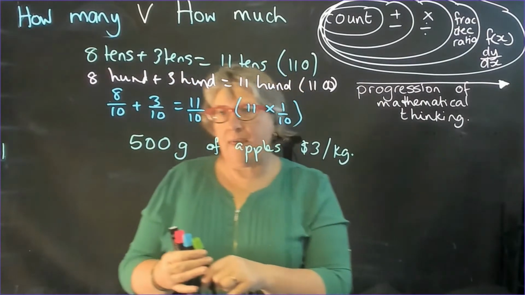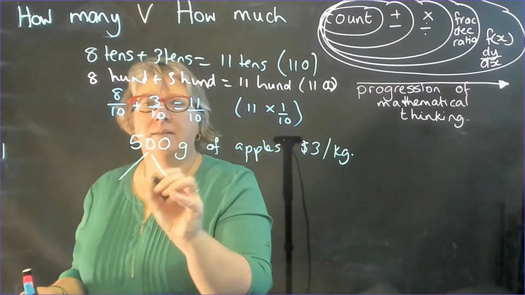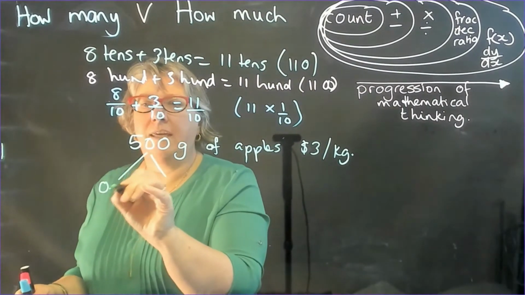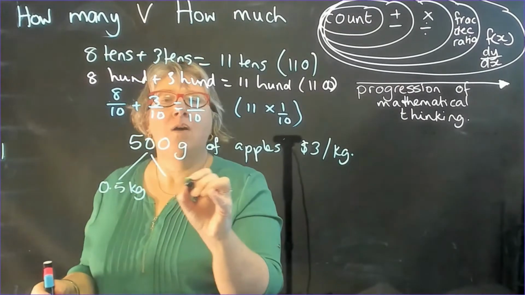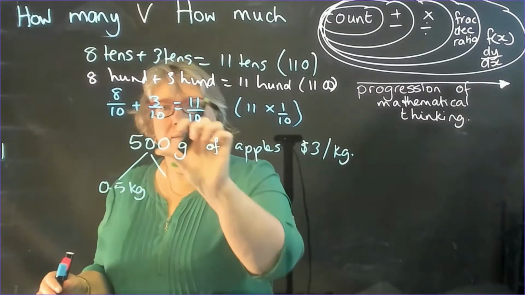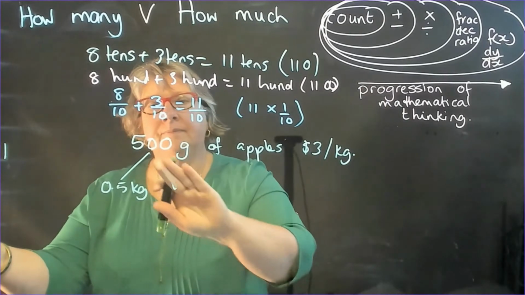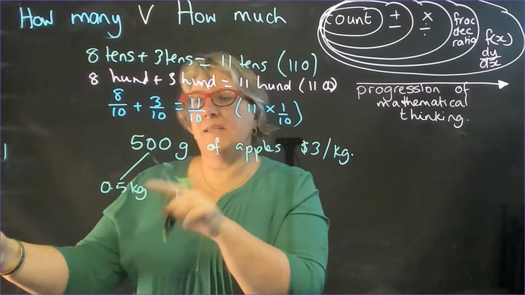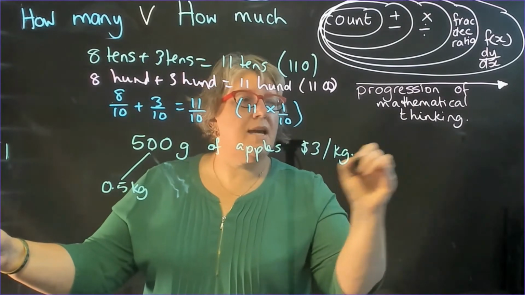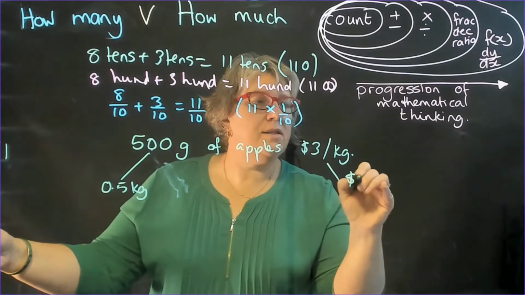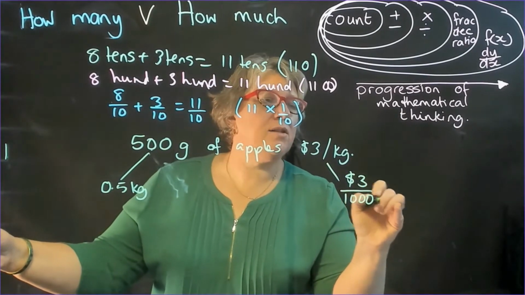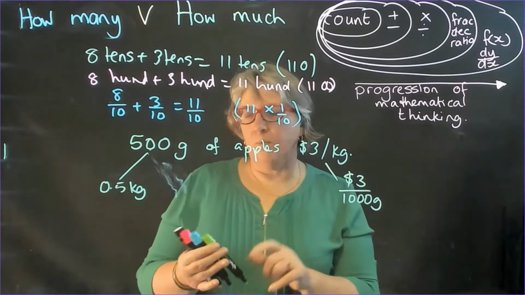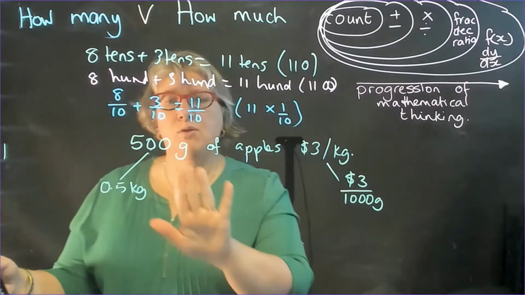Well, you either have to choose the path of going half a kilo and leaving it. 500 grams is a half a kilo, or you're going to say that I've got $3 per 1,000 grams. So it depends on which way you go, but you have to have the same sorts of units.